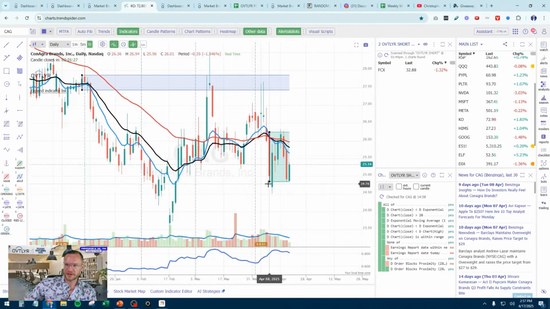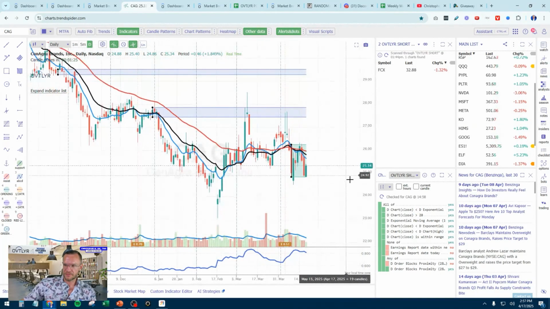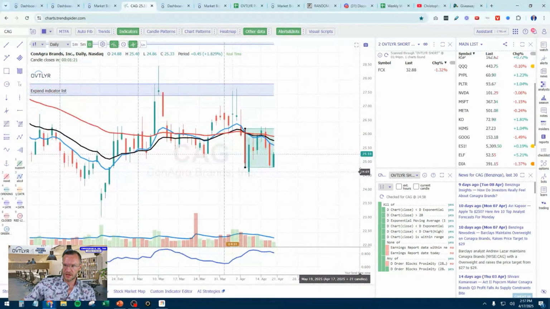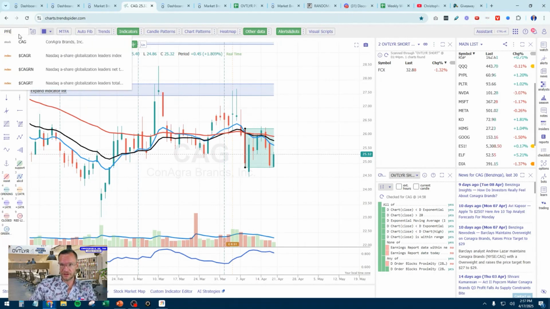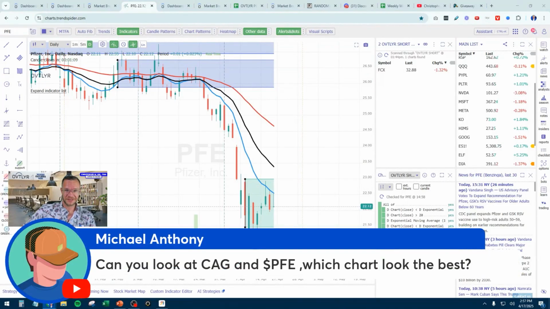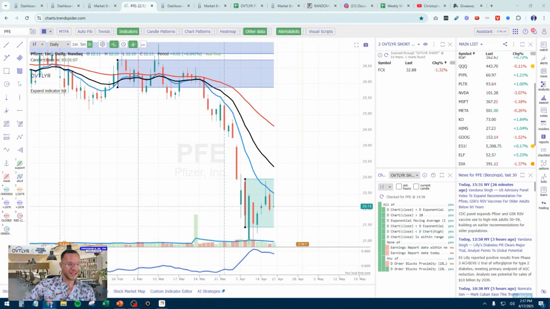I'm going to do this in TrendSpider just for the sake of making sure it's fast because the dev portal is a bit slower. So CAG doesn't look great. I would not be buying this, not even with your money. And if I look at PFE, yikes. Yeah, this one's even worse. Which chart looks the best? Neither. But CAG is the one that looks less bad. I'll put it that way.